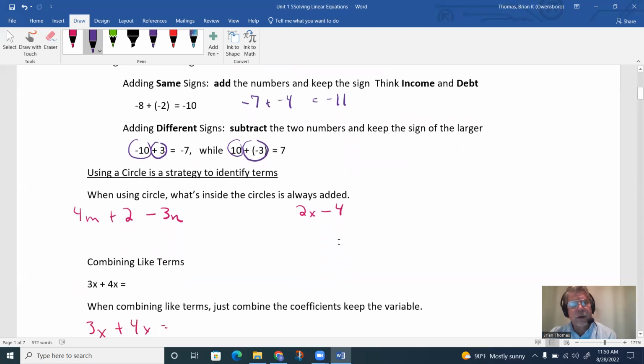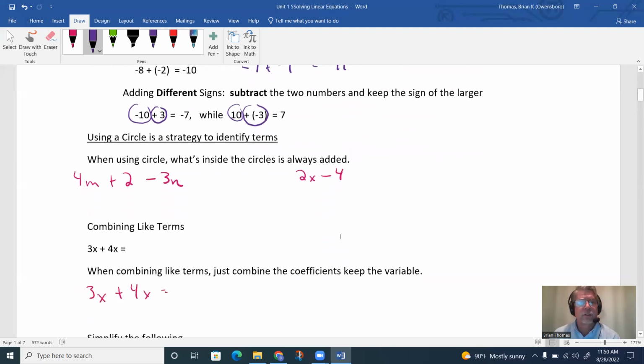So when it comes to combining like terms, what I like to use is what's called the circle strategy to identify terms. When using a circle, what's inside the circle is always going to be added together. So when I do this, 4m, I circle the first term. When I circle the 2, I also include the operation with it, so that's a +2. And when I circle the last term, notice I include the subtraction sign in there.